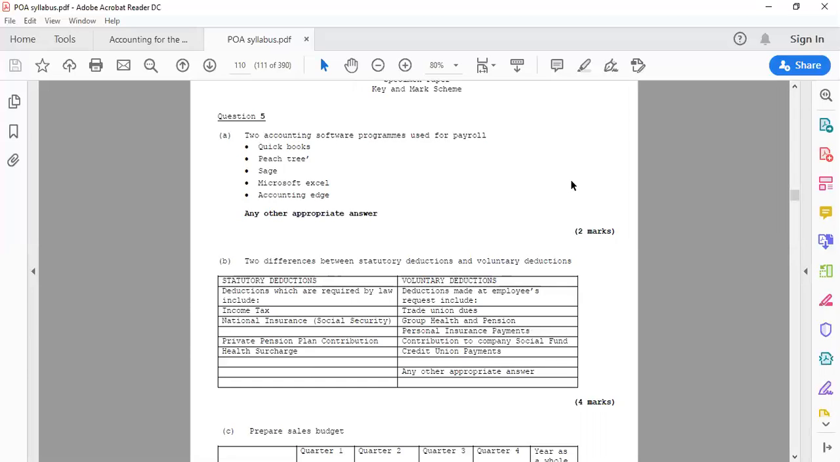So the main thing here to remember is that a statutory deduction is required by law. A voluntary deduction is made at the employee's request. Okay, and we have the examples. So you can go ahead and take down the relevant answer.